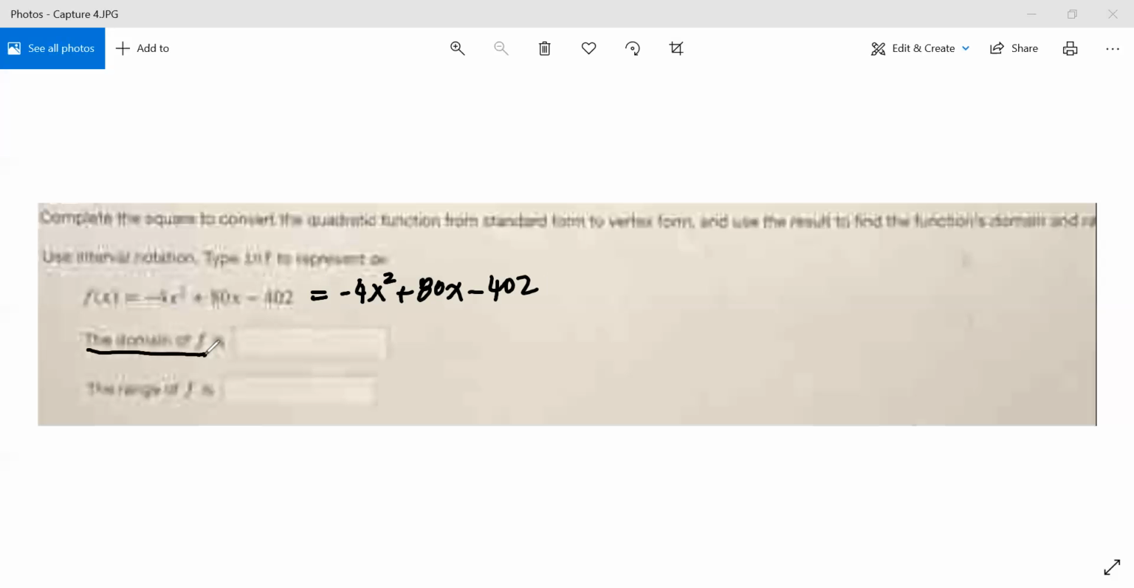Find the domain of the function. This is a quadratic function. So this function is quadratic, or it's a quadratic polynomial, you may say. So the domain of all quadratics is always all real numbers. So that's negative infinity to positive infinity.